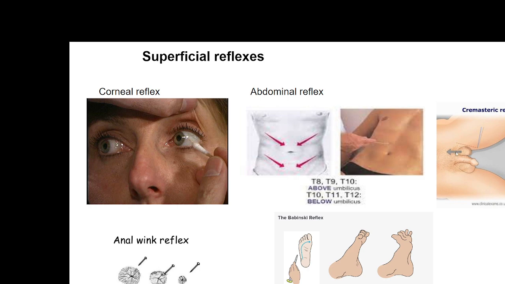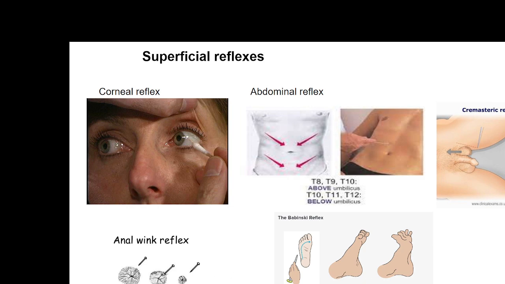Cremasteric reflex is when you touch the upper surface of the scrotum with any blunt object, the dartos muscles will contract, and the contraction can be visible. The testicle will be pulled upwards. That's the cremasteric reflex. Anal wink reflexes: if you touch the anal opening area with a relatively blunt or slightly sharp object, there will be immediate contraction of the anal muscles. The anal sphincter would be closed, and this can be seen as such, and that's the anal wink reflex.